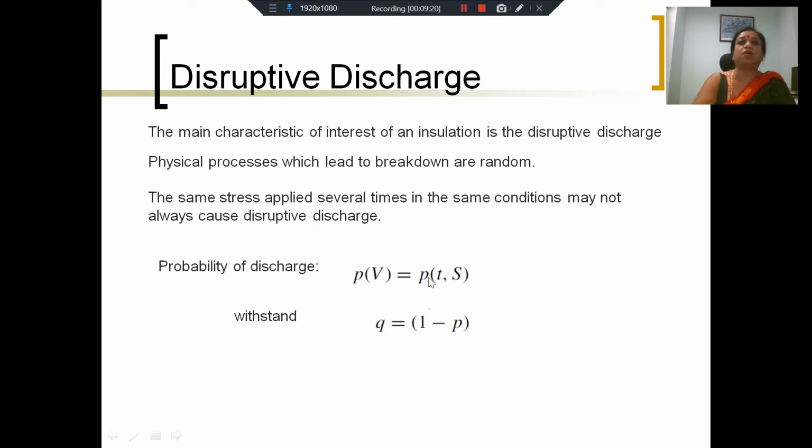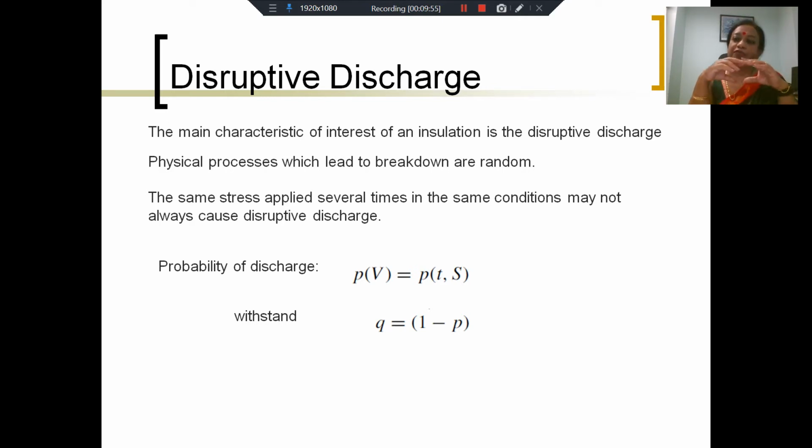Additionally, it is also a function of time t. So the same stress, if you apply it several times in succession, breakdown may or may not occur. So that is why we are talking about the probability of breakdown. We are not saying breakdown will happen or breakdown will not happen. That is the stress part. But in addition to that, the same stress, the same voltage, if you apply for a certain length of time, breakdown may or may not occur.